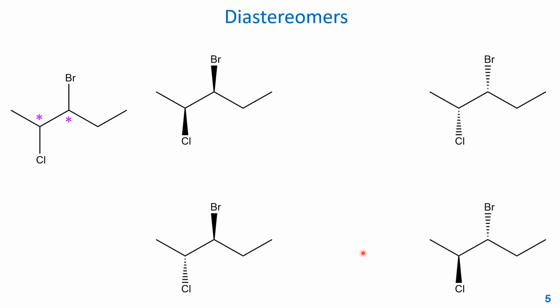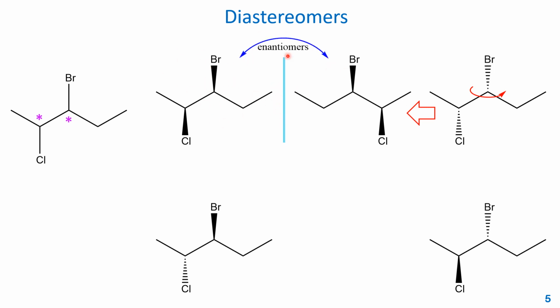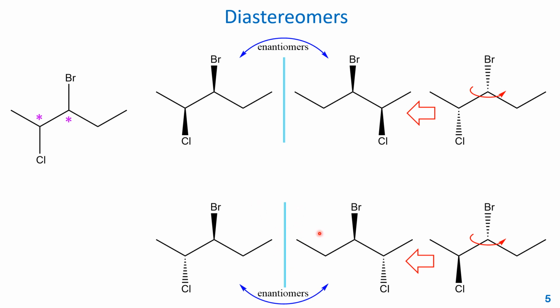Now, what's the relationship? If you rotate this isomer, you can have this structure, which is now a mirror image of this first isomer. So apparently they are enantiomers. And then if you rotate this one 180 degrees, you can find this structure is now a mirror image of this isomer. So they are also enantiomers.